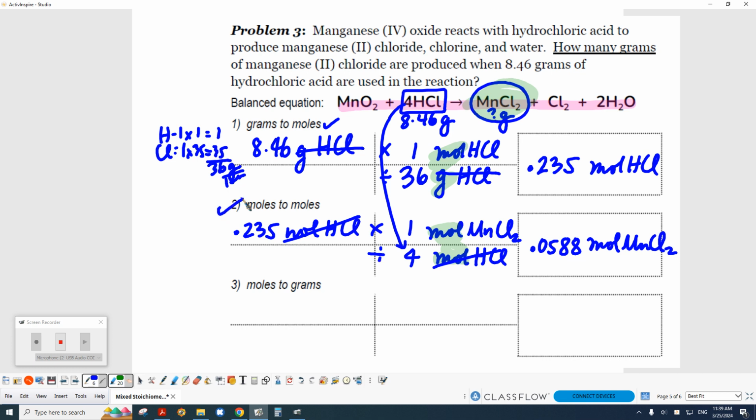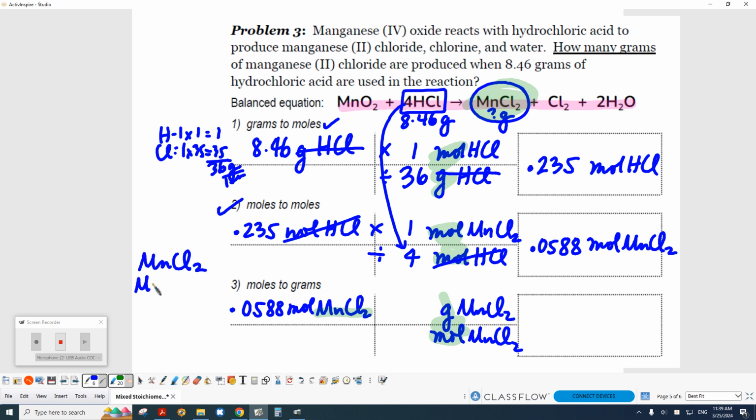Step 2, complete. And the final step, we take that answer, 0.0588 moles of manganese 2 chloride, and place moles of manganese 2 chloride on the bottom so we can cancel it out. And what are we looking for? We're looking for how many grams of manganese 2 chloride. And when we convert from moles to grams, just like in the previous problem, we need the molar mass of this substance. And it's MnCl2, manganese 2 chloride. There's 1 unit of manganese and 2 units of chlorine. Those are 35 each. Use your periodic table, and you know that manganese is 55 grams per mole. Chlorine contributes 70 grams per mole, and that's 125 grams per mole.